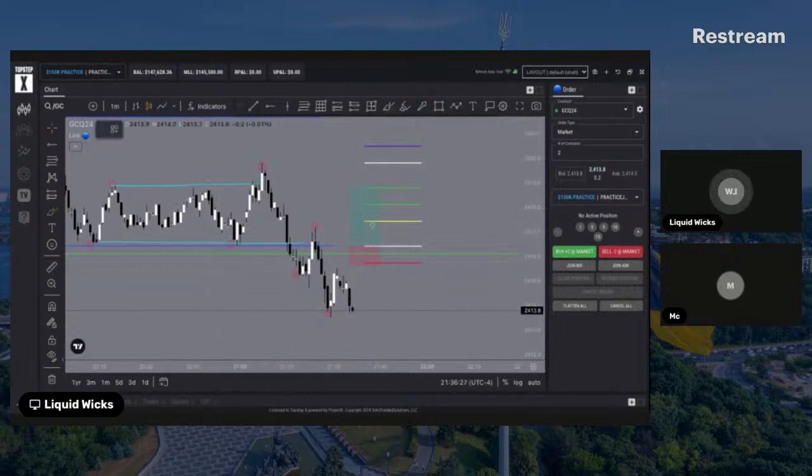What happens oftentimes is that we can get this low taken out, we just stab through it, and we come up. But if we get a close below, and then we pull back, then I'd definitely like sells at that point.